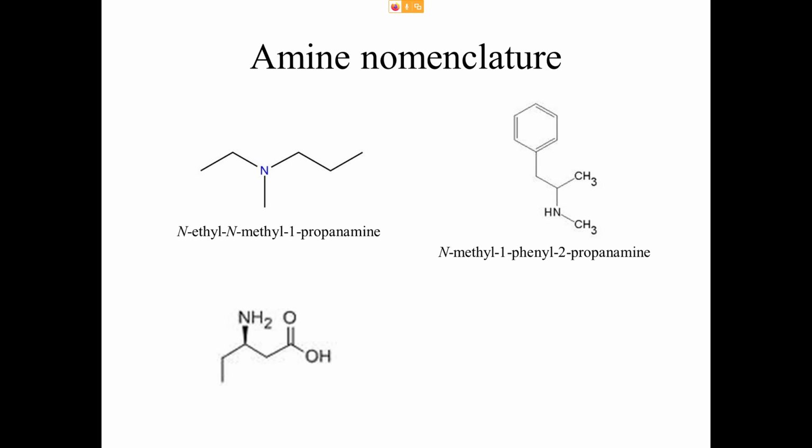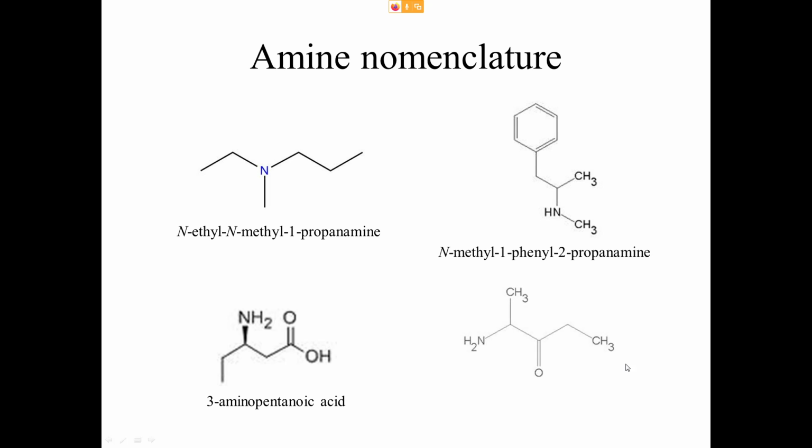And how long is the main chain? Pentane. Pentanoic acid. Exactly. So it's a pentane, which we changed the ending to pentanoic acid. I don't have to locate that because we know that's going to be number 1, right, by default. So it should be 3-aminopentanoic acid. Right, so that's how you name these as substituents.